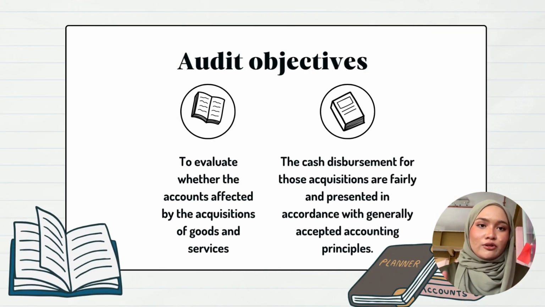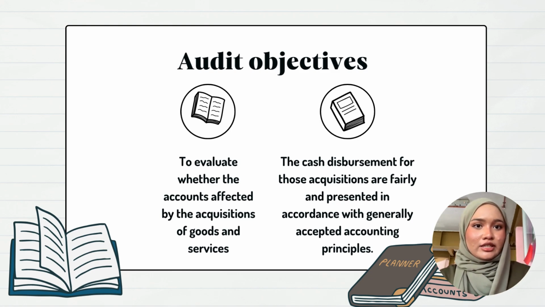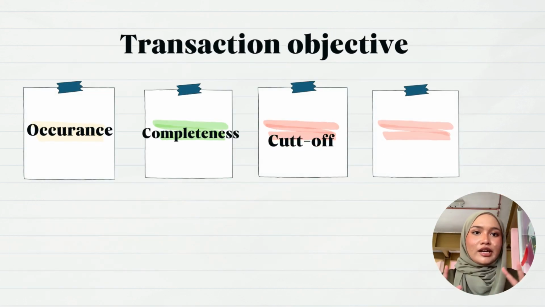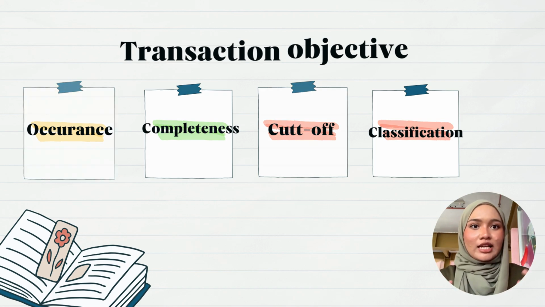There are two audit objectives. The first one is to evaluate whether the accounts affected by the acquisition of the goods or services, and the second one, the cash disbursement for those acquisitions, are fairly presented in accordance with the generally accepted accounting principles. There are four management assertions under the transaction objective, which is occurrence, completeness, cut-off, and classification.